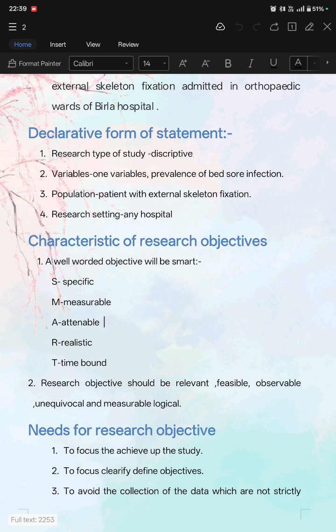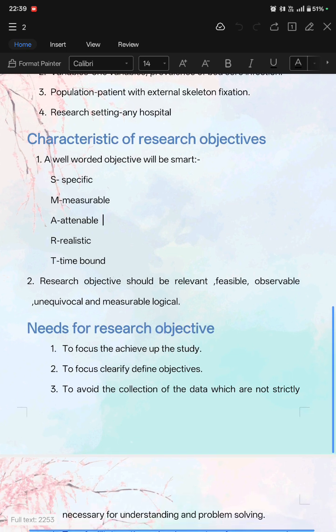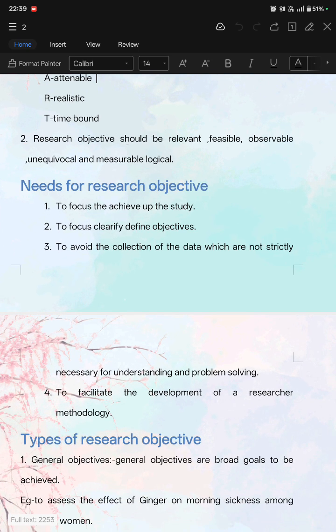Next point is characteristics of research objectives. First, a well worded objective will be SMART. Second, research objectives should be relevant, feasible, observable, vocal and measurable, logical.